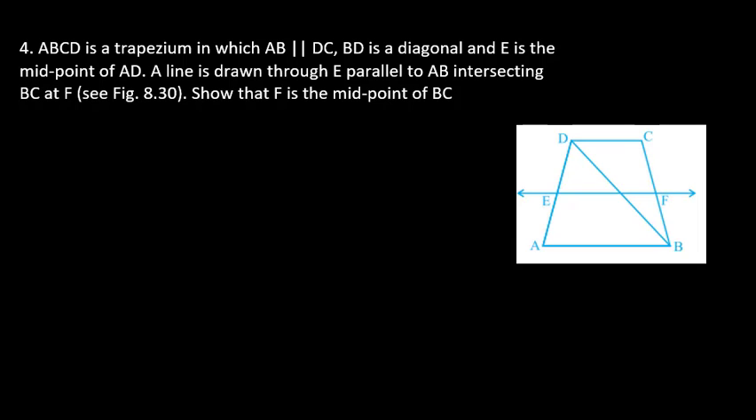Now here, what we will do is name the intersection point of EF and side BD. Let us name this point as point G.